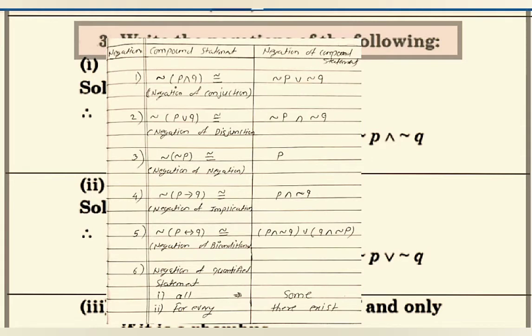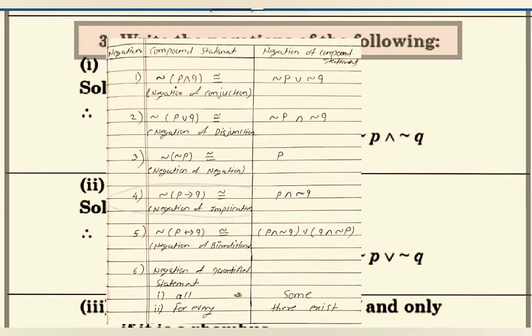First, negation of P and Q, the negation of a conjunction, is negation P or negation Q. Second, negation of P or Q, the negation of a disjunction, is negation P and negation Q. Third, negation of negation: if the statement is a negation of negation, then its negation is P.